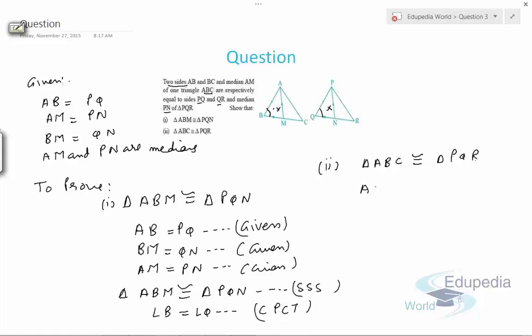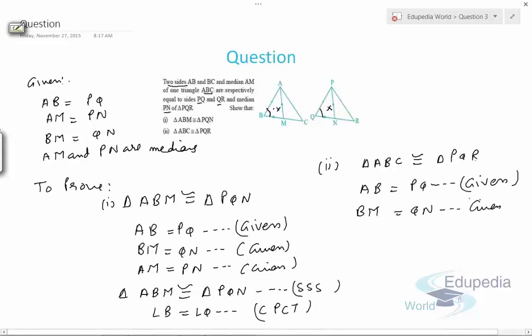It's given that AB equals PQ, and since BM equals QN, it's given. Since AM and PN are medians, we can say that BM equals MC and QN equals NR. So we can write BM as half of BC and QN as half of QR. So this gets cancelled, and we can say that BC equals QR.